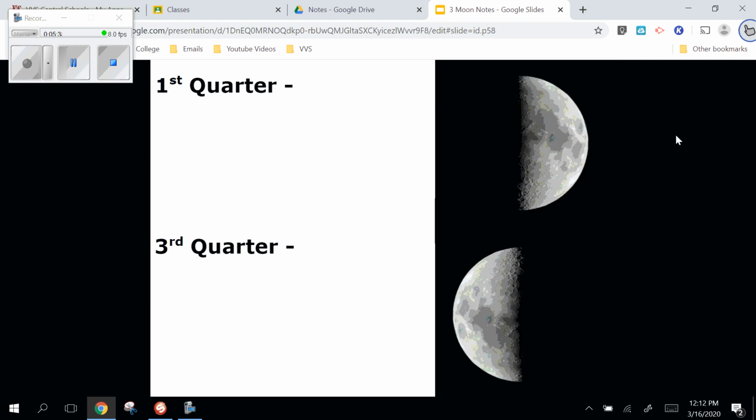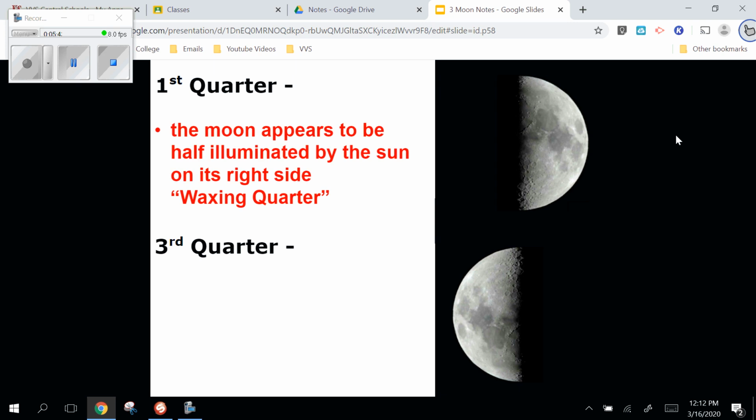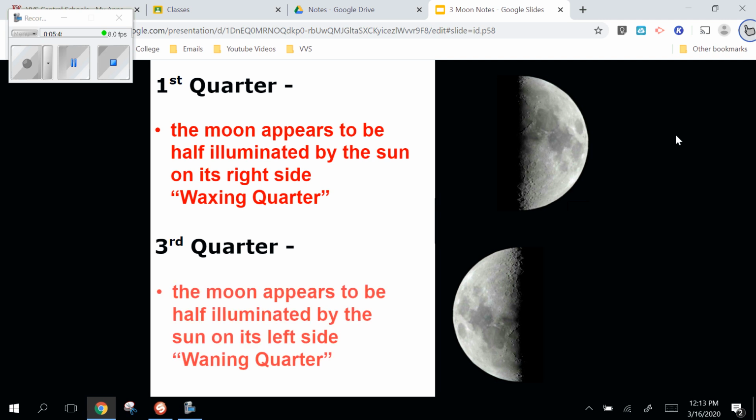And by the way, here are our quarter moons. First quarter, the right side is lit up. We call that the waxing quarter because when the moon is becoming more full, we say it's waxing. And when the left side is lit up, we say the moon is waning because the lit portion is going away. It's becoming closer to new.